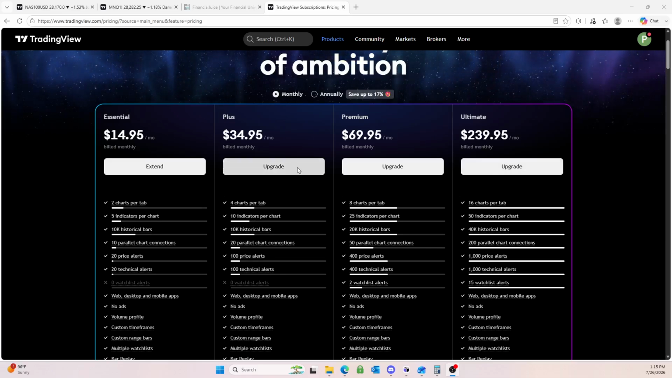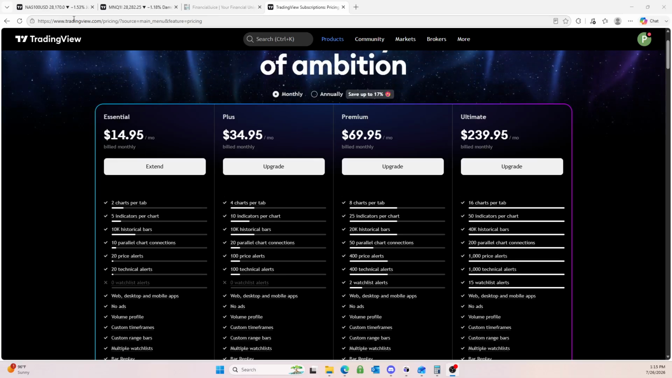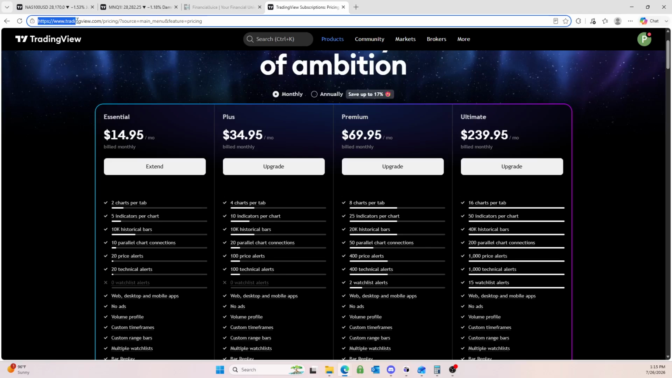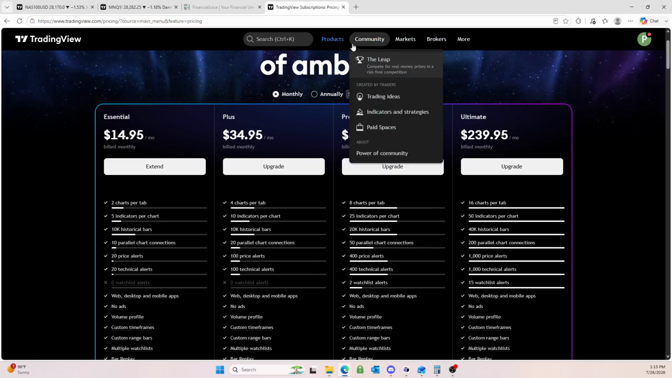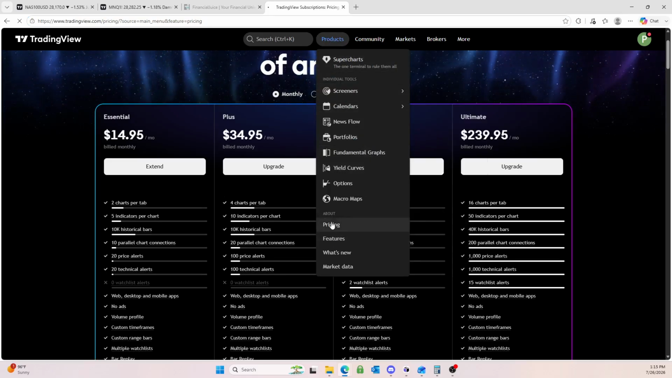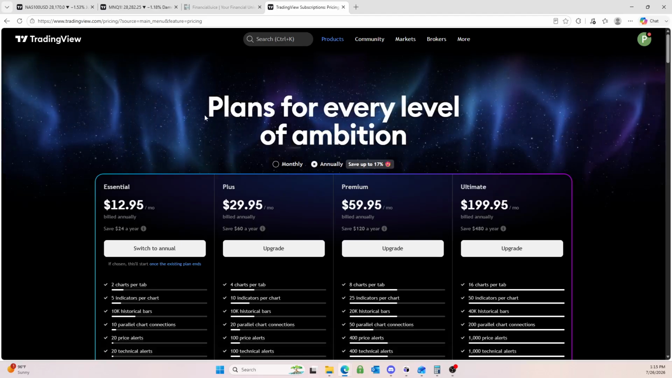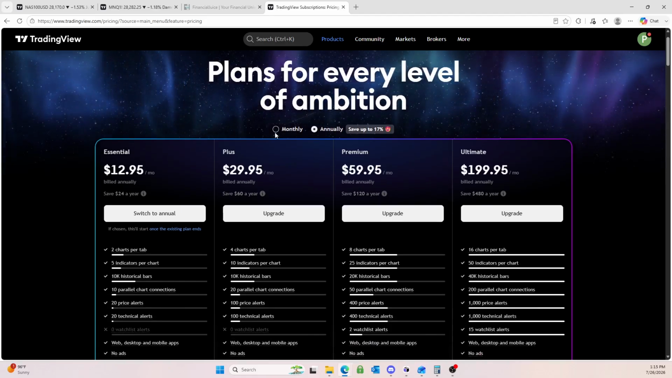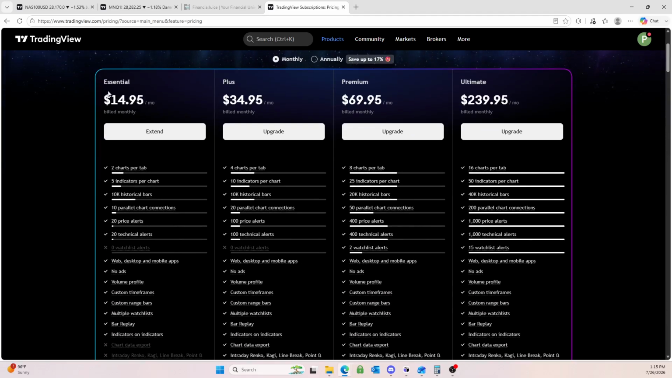So if you go over to the screen, in the search bar, you just type up tradingview.com. You can see it up here, tradingview.com. And then once you get to it, you would just click on products, go down to pricing, and then this screen would pop up here. You click on monthly, and this is what it would cost per month. So I have the essential plan. It is $14.95 a month, and it allows me to do everything that I need to do.